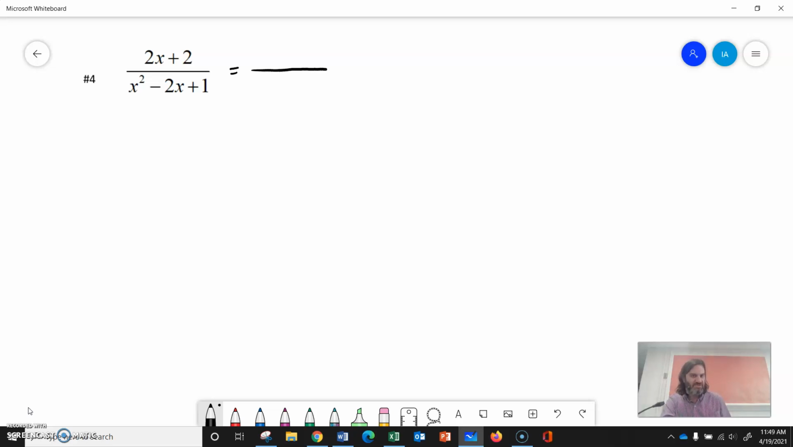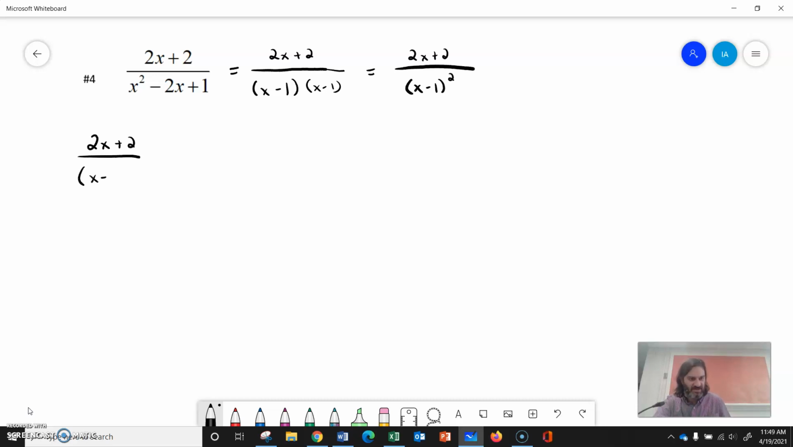x squared minus 2x plus 1 is x minus 1 times x minus 1. So more or less this is a repeating factor in the denominator. We can write it as x minus 1 quantity squared. And now we are at a point where we want to try and break this down into simpler fractions. So let's see, 2x plus 2 in the numerator over denominator of x minus 1 squared.